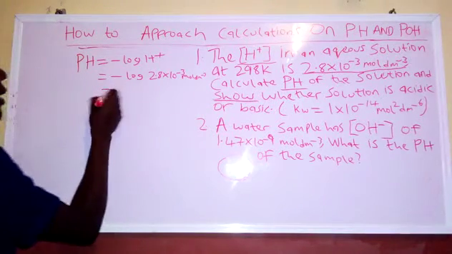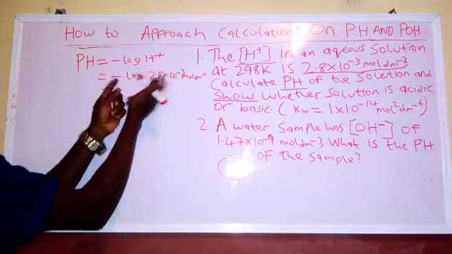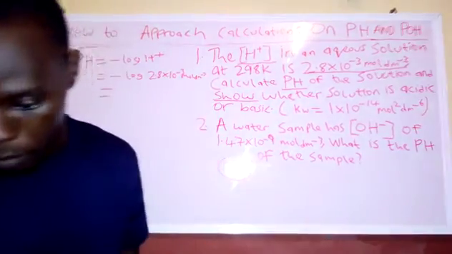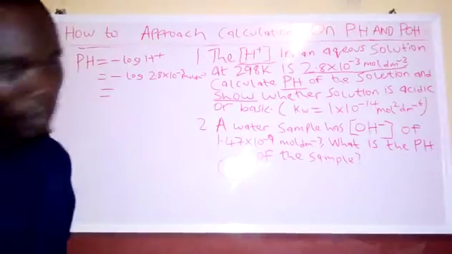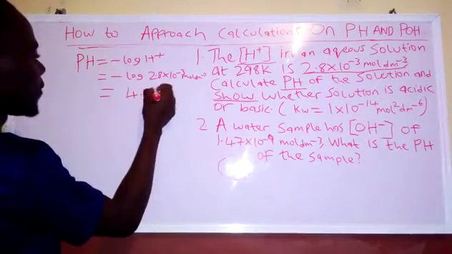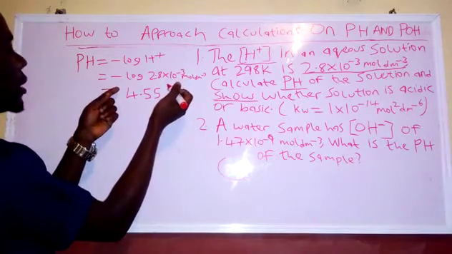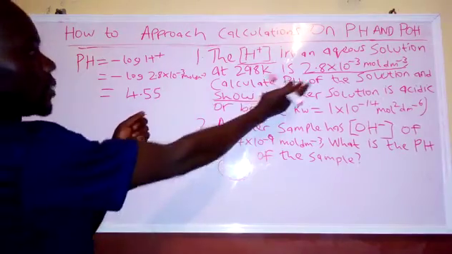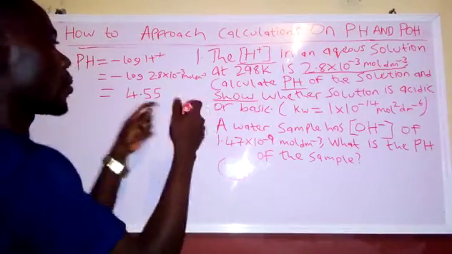So now when you do that correctly, when you press minus logarithm on your calculator and enter this, your final answer should be 4.55. Yes, 4.55. That's the pH of our hydrogen ion. So that should be 4.55.